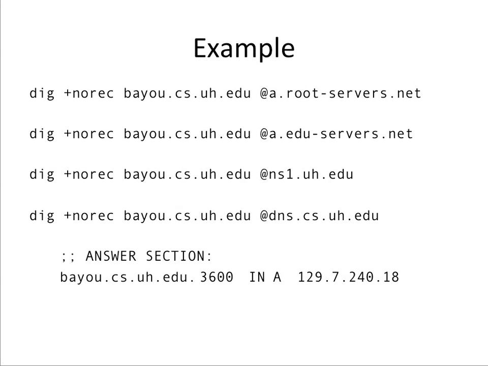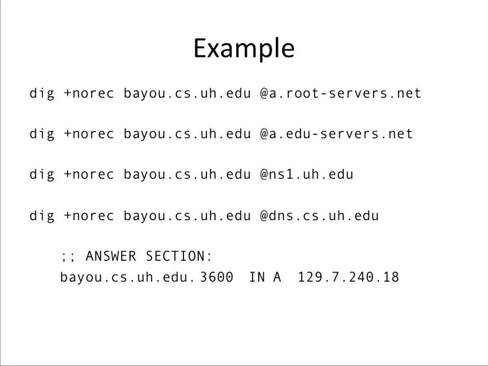There is a command called dig that you can use to explore how address resolution might work. For example, let's say I'm interested in finding out what the IP address for this particular name is. I start at the root servers. The response of this command will tell me I need to go to that particular server given here if I'm interested in any name with .edu at the end.